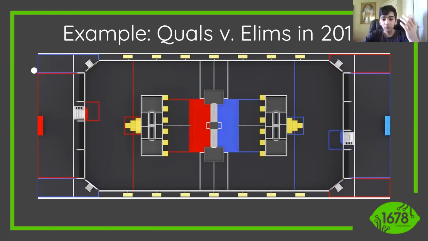And this was really important in our auto decision making for a variety of reasons. But one of the most important things that we came up with was the importance of ranking points within the 2018 game. Because for 1678, that clearly defined the difference in our auto for qualification matches versus our autos for elimination matches.